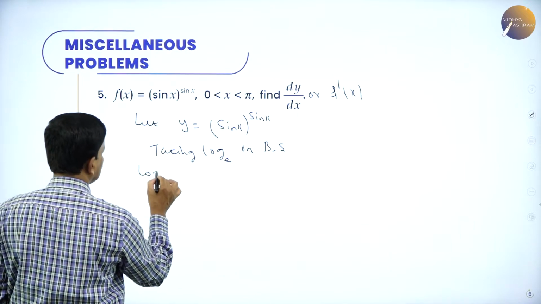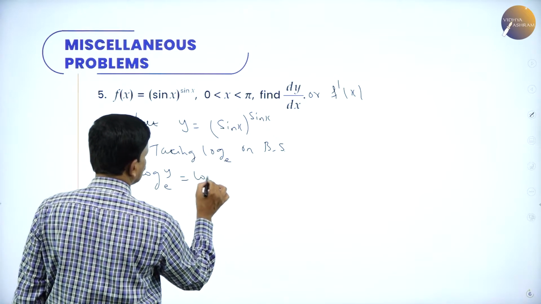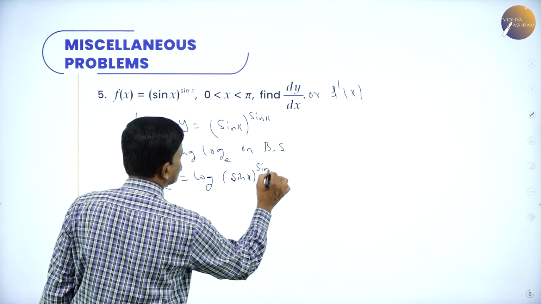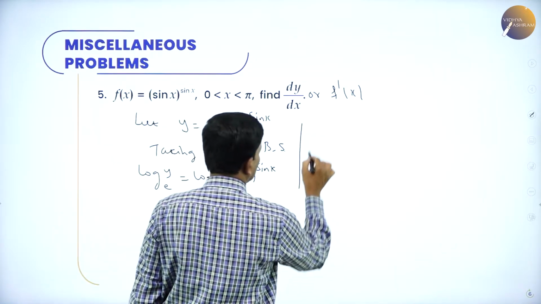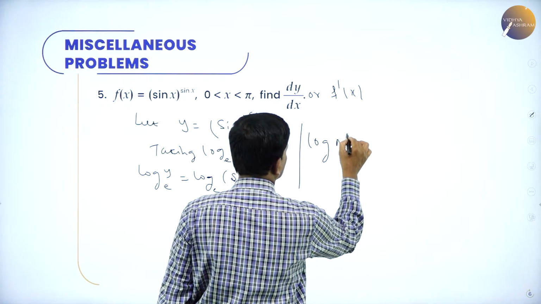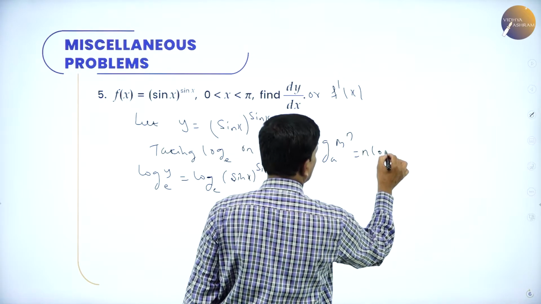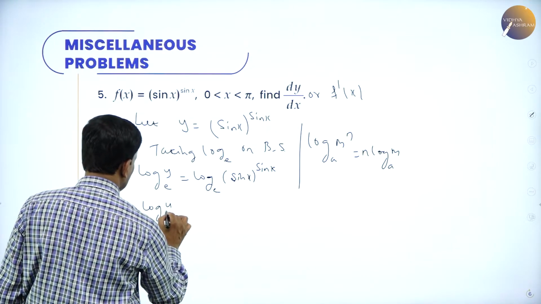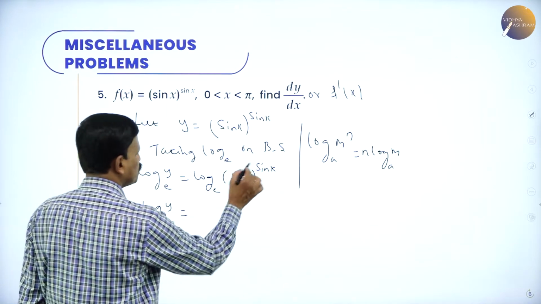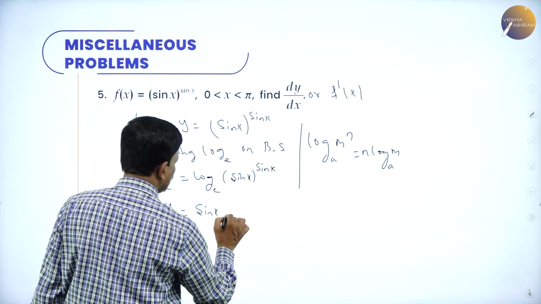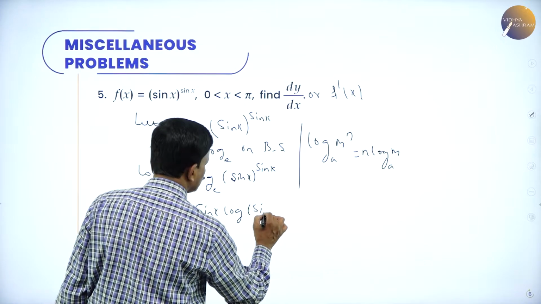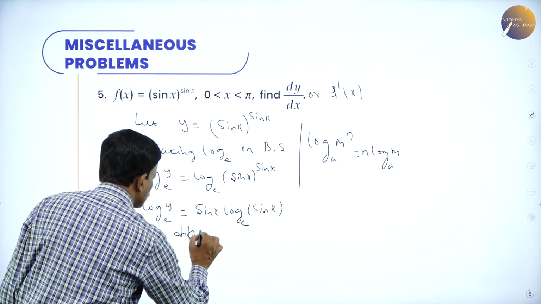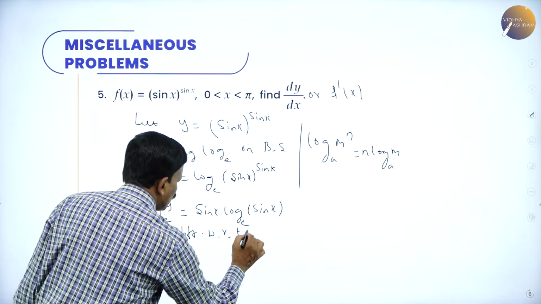Therefore this can be written as log y to base c is equal to the logarithm of sin x to the power of sin x. You know this logarithmic formula, the logarithm of m to the power of n to base a is n log m to base a. So log y to base a is equal to sin x into log of sin x to base a. Now differentiate this, differentiating with respect to x on both sides.